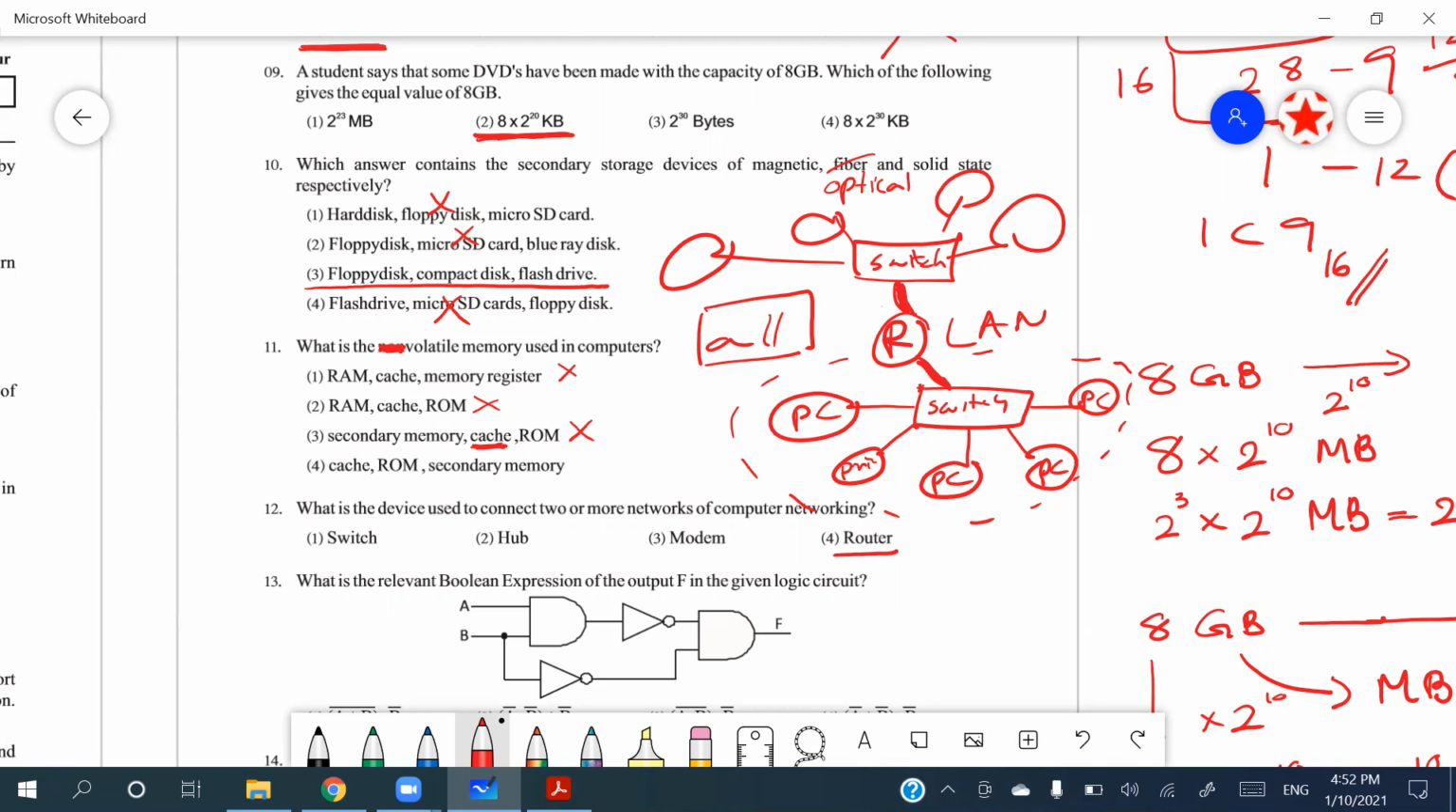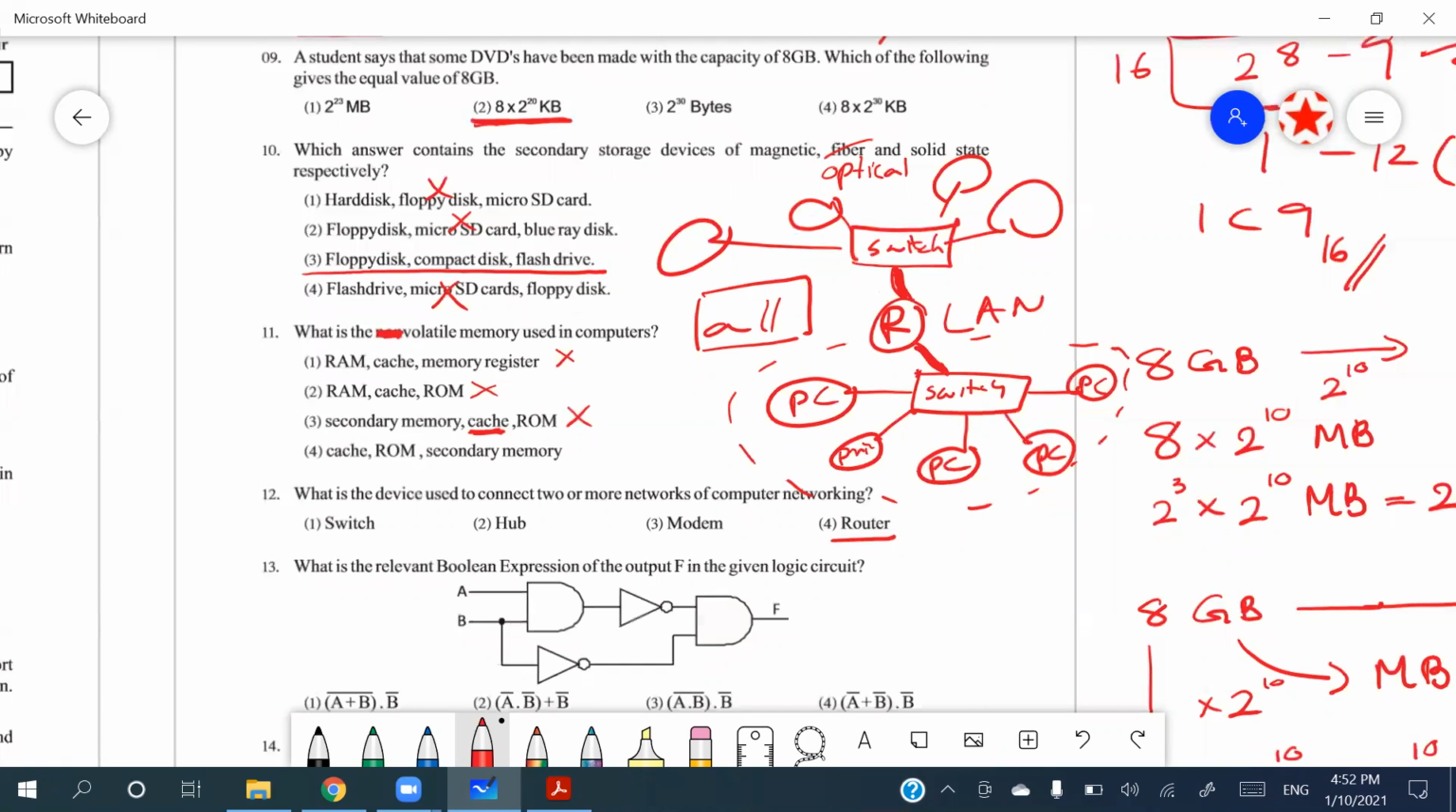Modem was used previously, before the router came, to connect to the internet, and a modem has this function where it can convert analog signals into digital signals, as well as digital signals into analog signals. So it's the router for the 12th one, which is the 4th.